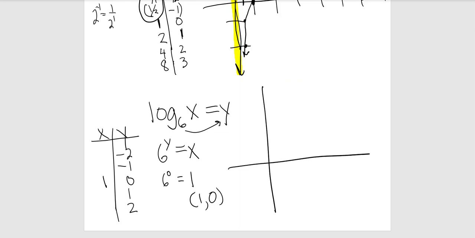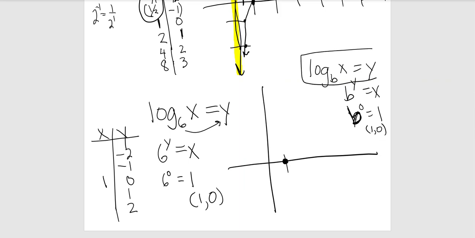So we can graph that. We had that on the last one. X is 1 when y is 0. That's in common for all of our log base b of x equals y functions, because b to the y power equals x. No matter what b is, b to the 0 power is equal to 1. So we would have that ordered pair (1, 0) on every function in the form y equals log base b of x, just your basic log function.